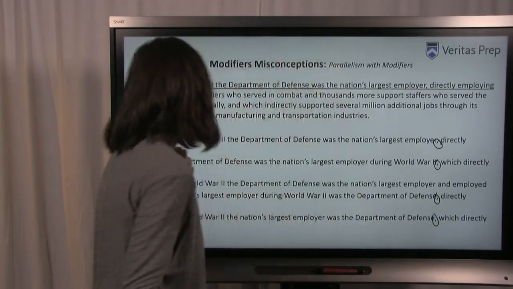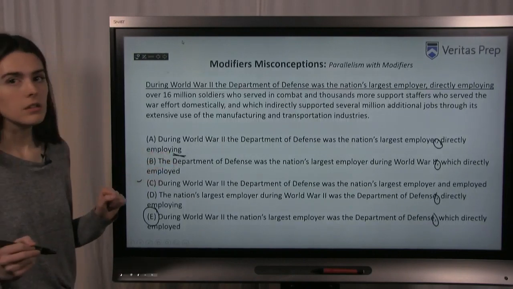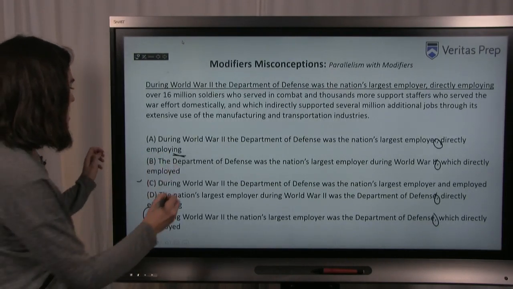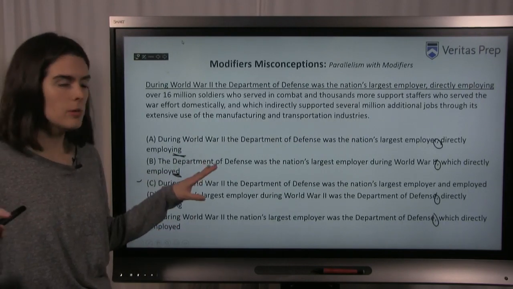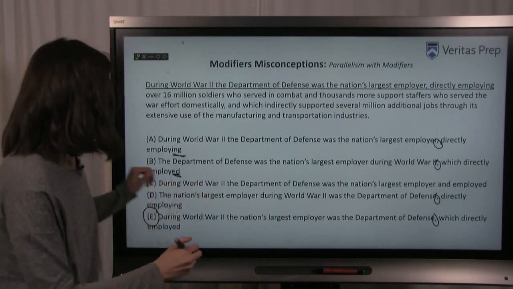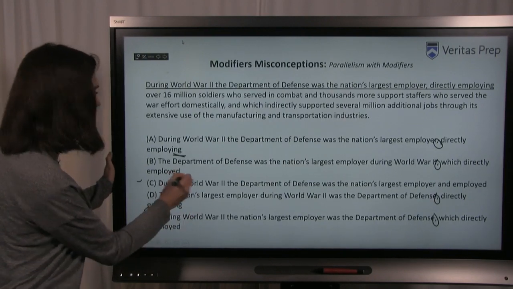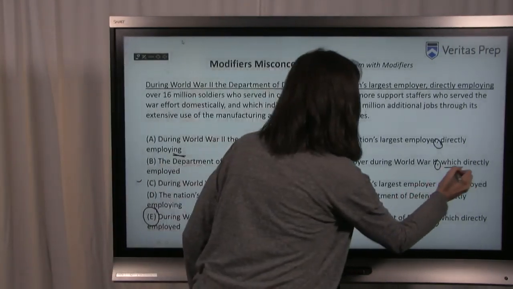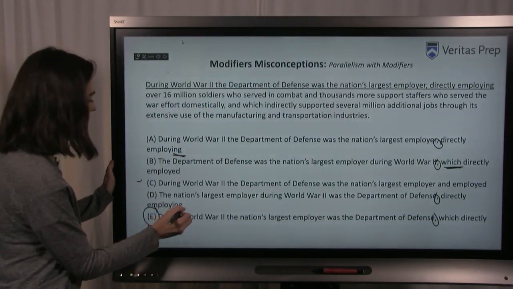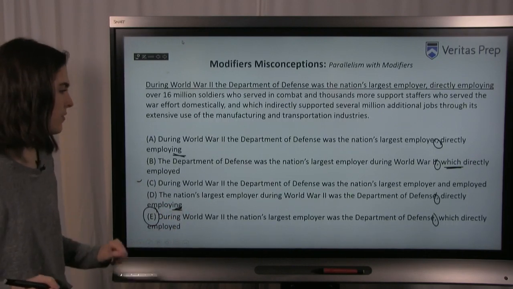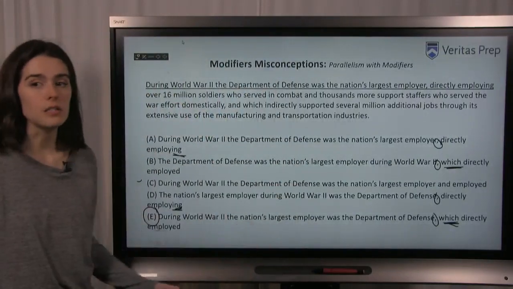Okay, in A, directly employing, that's a participial phrase. Directly employed in B, a participial phrase. In C, no modifier. In D, directly employing. Oh wait, sorry, I totally lied about B. We've got a which beforehand. So that's gonna be a relative clause. Back to D, ing, that's gonna be a participial phrase. And then in E, we've got a which. So that's gonna be a relative clause.